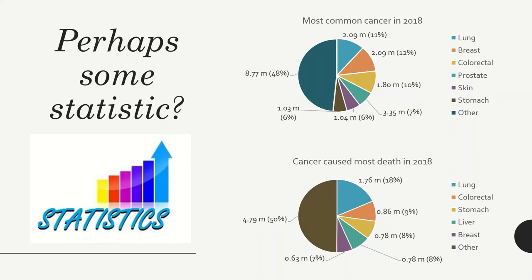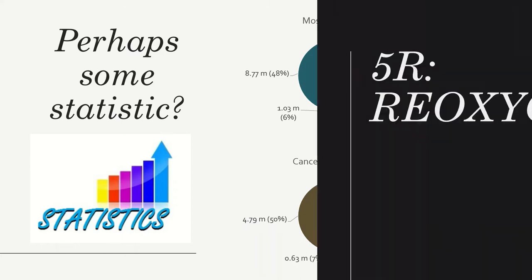Out of these 18.1 million cases, there were 9.6 million deaths reported in 2018. And the cancer that caused the most deaths is lung cancer, where it took away 1.76 million lives. It was then followed by colorectal, stomach, liver, and breast.